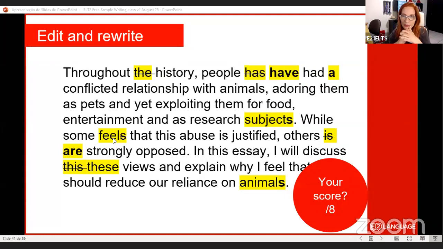Okay. Now, can I say this view instead of these views? Not really, because we have more than one view, right? Entertainment, food, research subjects. Others strongly oppose. No, then you're changing the words. You can. You can do that, of course. Excellent. So when we have a plural, we cannot use a. Definitely not. We can't use a with plurals.